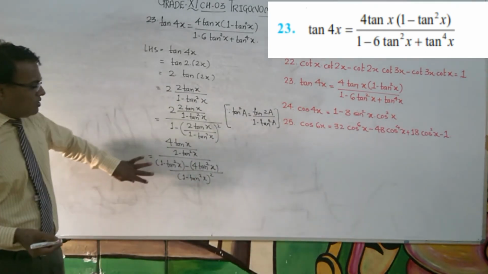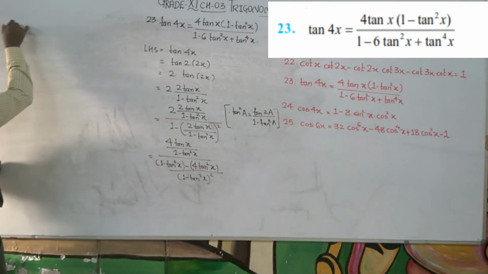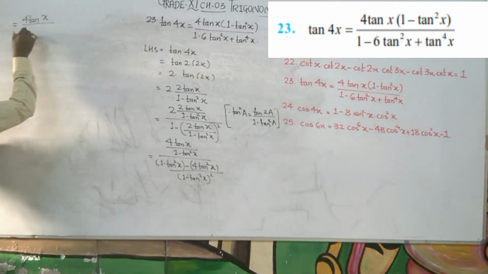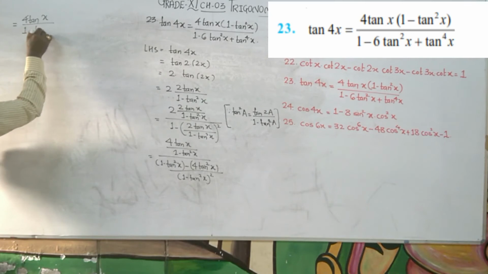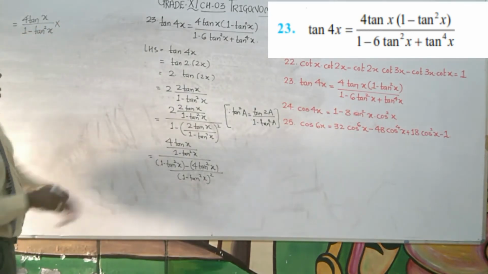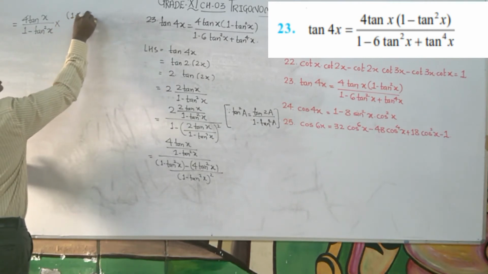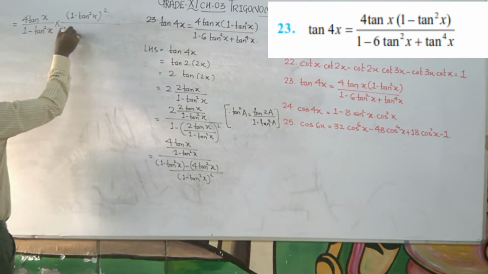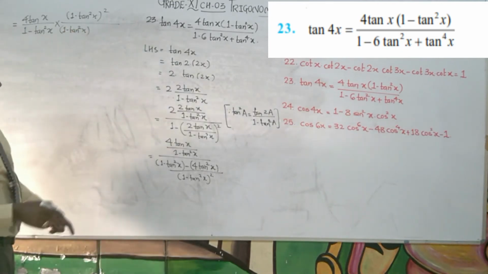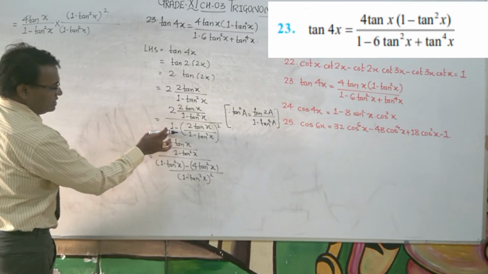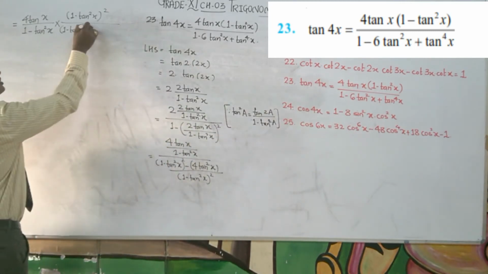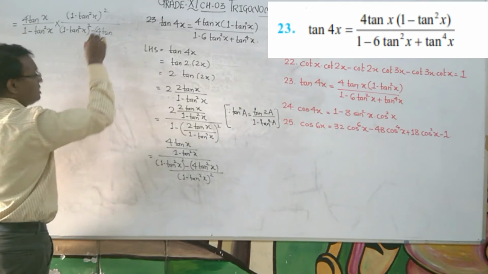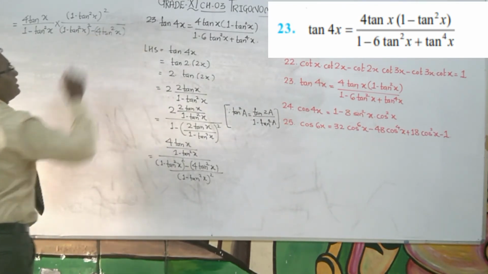Now in the next step, we will convert this division into multiplication, that is 4 tan x upon 1 minus tan square x into the reciprocal of this, that will become 1 minus tan square x, its square, upon this one, that is 1 minus tan square x, its square, minus 4 tan square x, okay, like this.